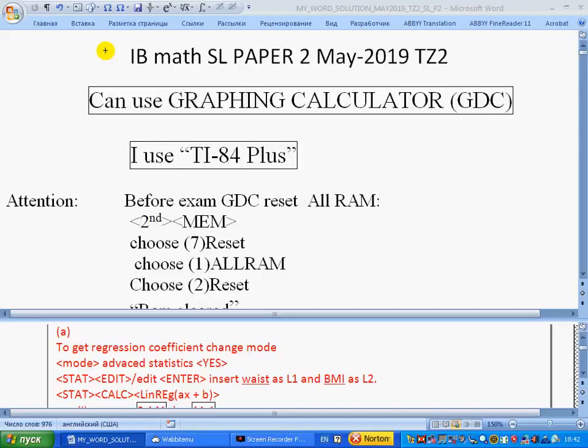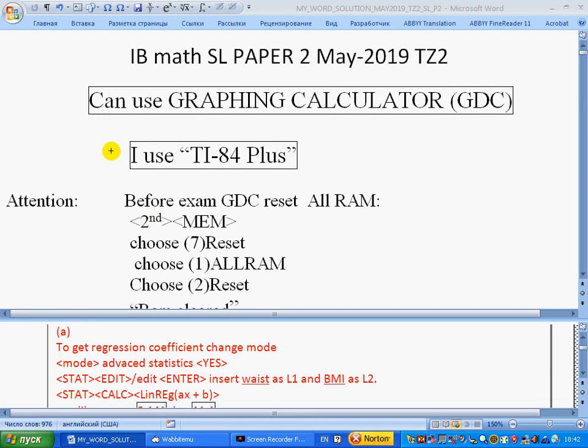Hello students, today we'll discuss IB Math SL Paper 2 May 2019 Time Zone 2. In this paper you can use a graphing calculator. I say can because sometimes it is better to avoid using a calculator.